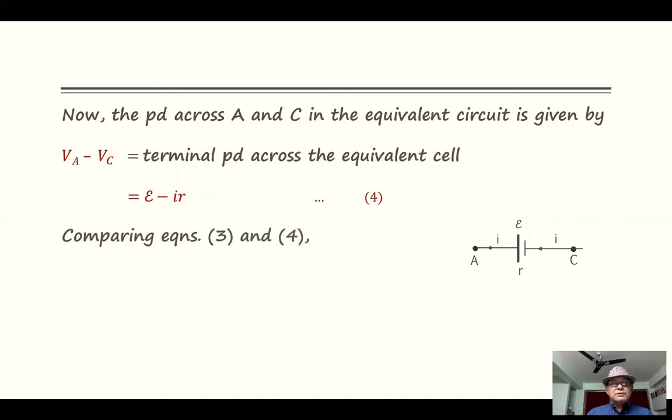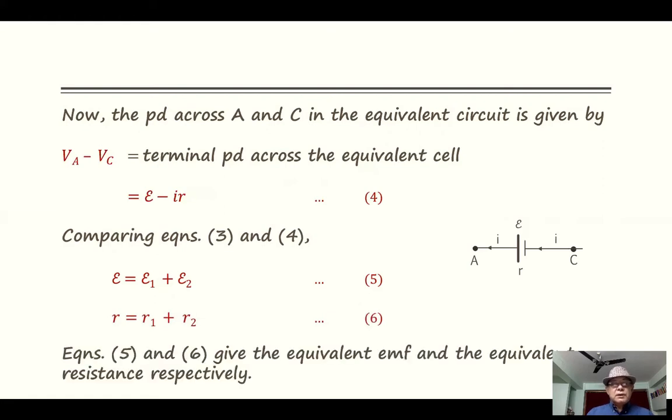Comparing equations 3 and 4, we get E equal to E1 plus E2. We call it equation 5. And R equal to R1 plus R2. We call it equation 6. Equation 5 and 6 give the equivalent EMF and the equivalent resistance, respectively.